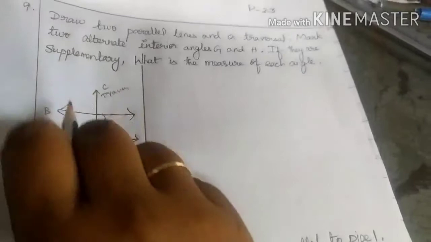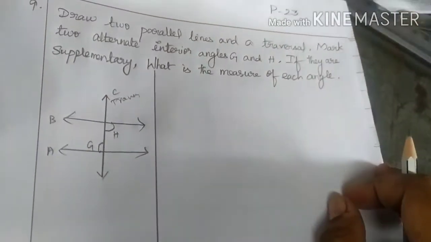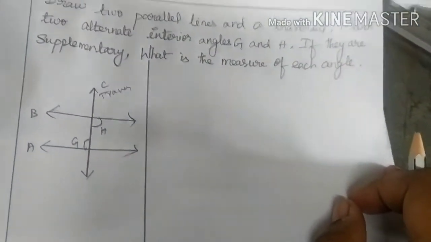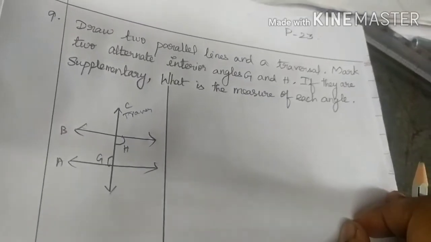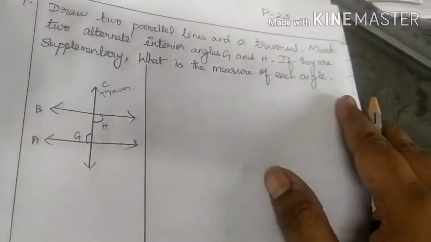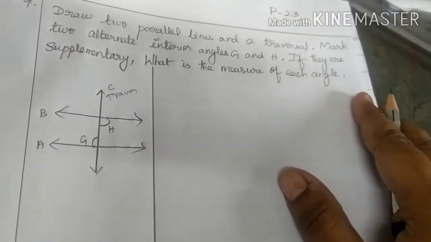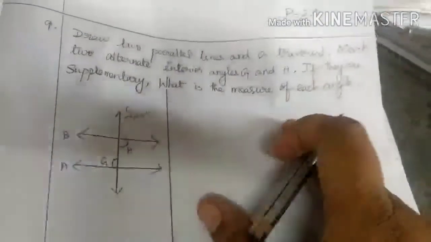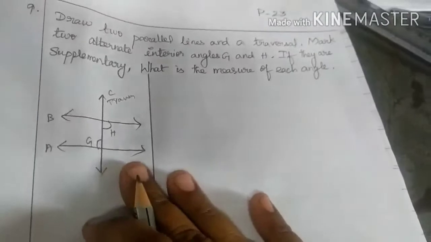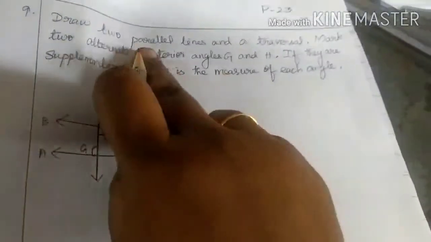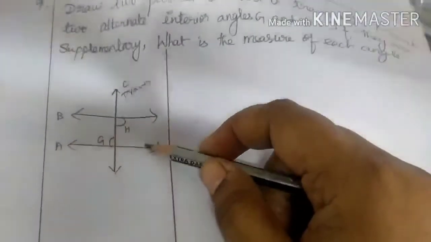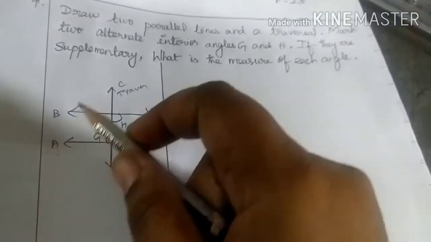Okay children, now this is your 9th sum. Draw two parallel lines and a traversal. Make two alternative interior angles G and H. If they are supplementary, what is the measure of each angle? Okay, children, just I drawn this diagram based on that question. Okay, draw two parallel lines they gave. I draw two parallel lines. I named them A and B.